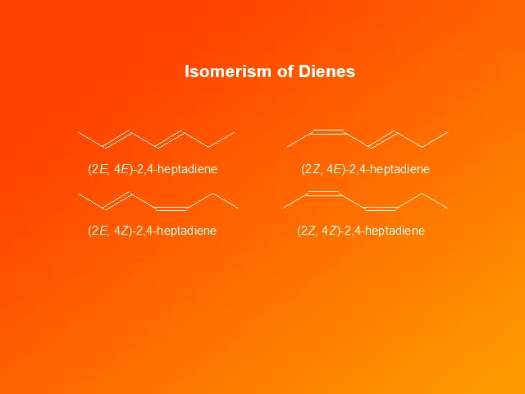This is illustrated here on example of 2,4-heptadiene. We have 2E4E isomer, 2Z4E isomer, 2E4Z isomer, and finally 2Z4Z isomer. All those 4 are different isomers, and we have a maximum number of possible isomers. Note in particular that 2Z4E is different from 2E4Z.